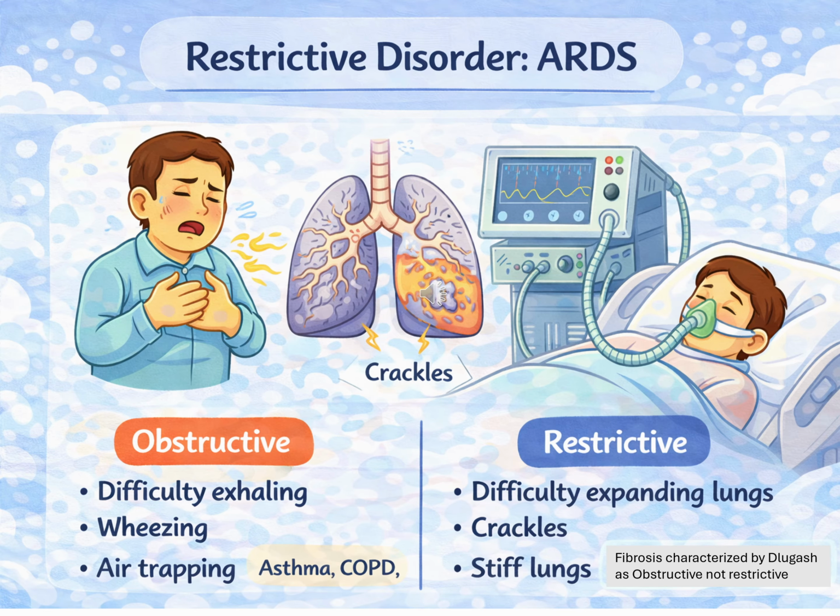Restrictive lung disease involves reduced lung compliance and limited expansion. One example is acute respiratory distress syndrome, an acute, life-threatening inflammatory process that leads to widespread alveolar flooding and severe hypoxemia. It does not respond to oxygen therapy. Management includes lung-protective mechanical ventilation with high PEEP, prone positioning, and treatment of the underlying cause.